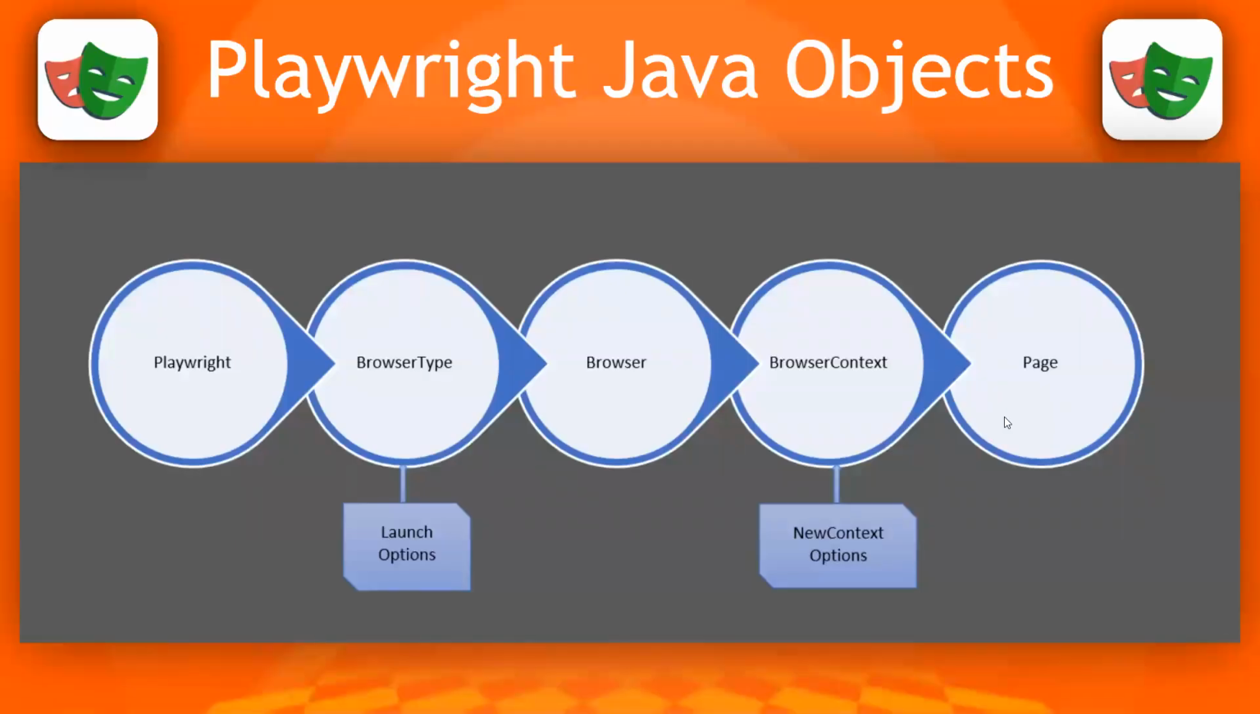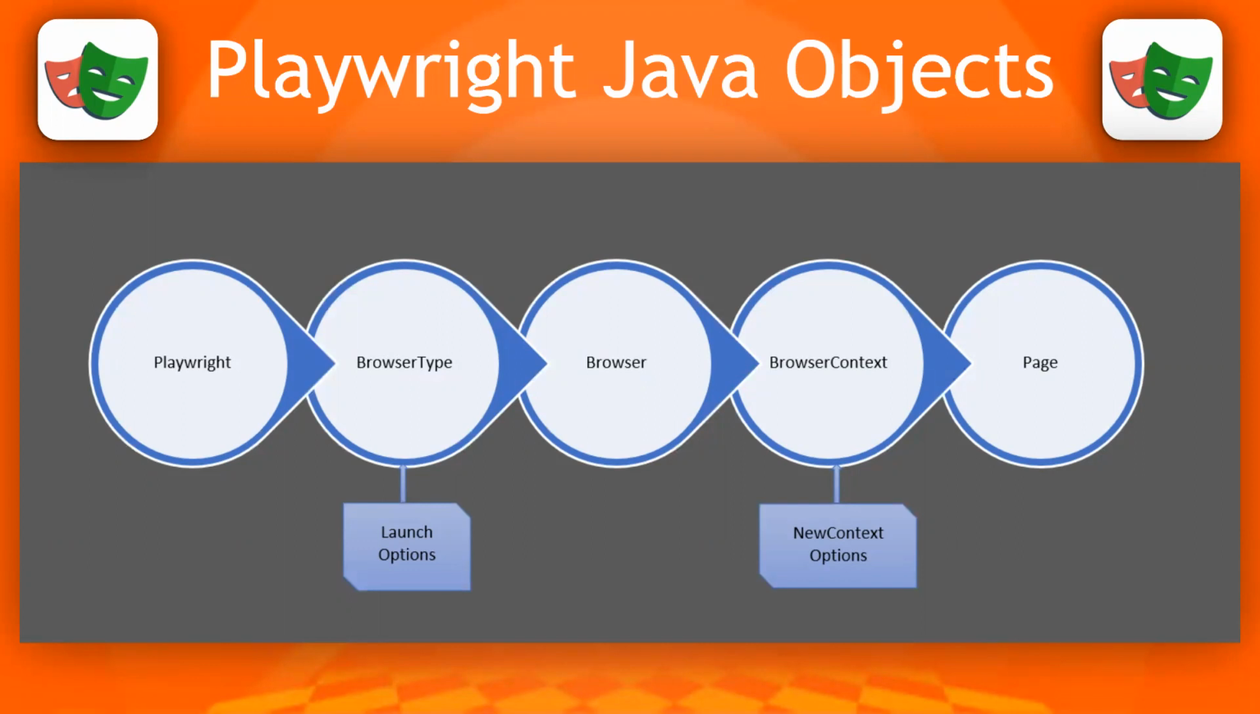First of all, in order to start the automation, you will be creating the Playwright object. With the Playwright object, you will be choosing the browser engine, or creating the browser type object. The browser type object can be used to have some more options at launch time. So we will be creating a launch options object and feeding it into the browser type. In a similar fashion, we will use the browser type to create the browser instance. That means you are opening the browser.